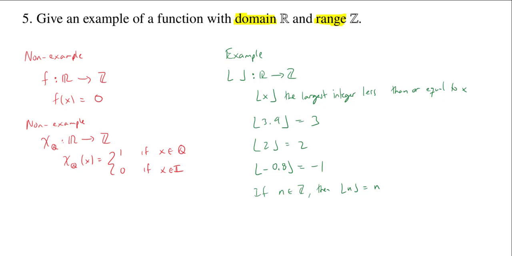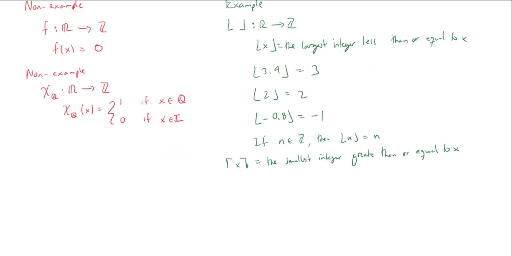Of course, you could also use the ceiling function. The ceiling function looks like the floor function, only you put the roofs of the brackets on top. The ceiling of x is equal to the smallest integer greater than or equal to x. So this will work in almost the exact same way and be fine.